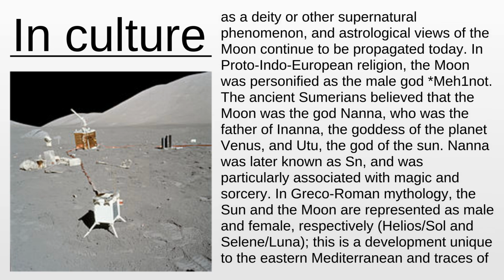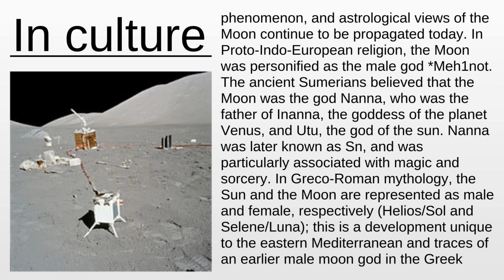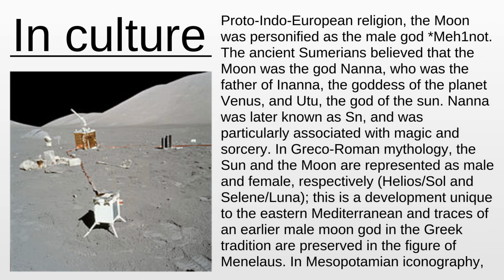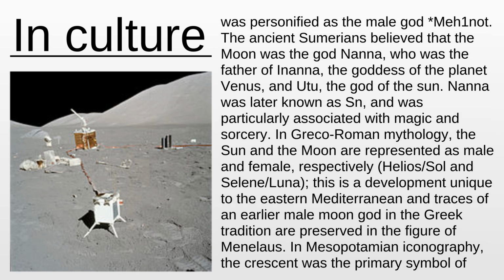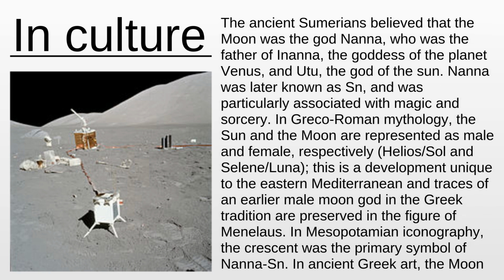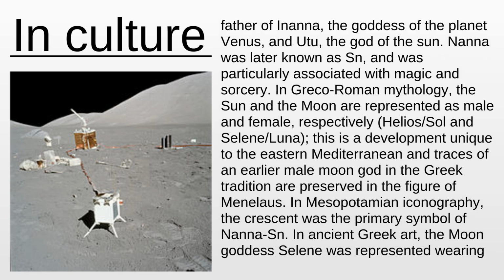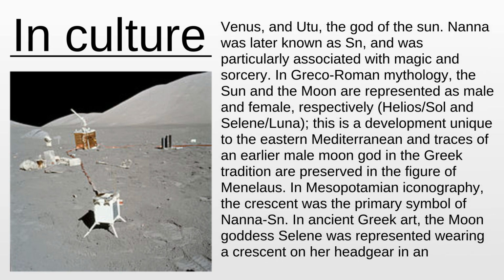In Proto-Indo-European religion, the moon was personified as the male god Méh₁nōt. The ancient Sumerians believed that the moon was the god Nanna, who was the father of Inanna, the goddess of the planet Venus, and Utu, the god of the sun. Nanna was later known as Sin, and was particularly associated with magic and sorcery.